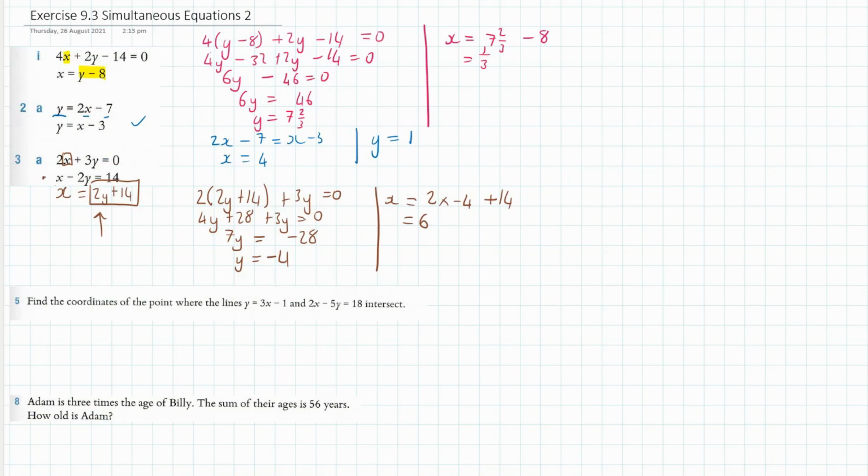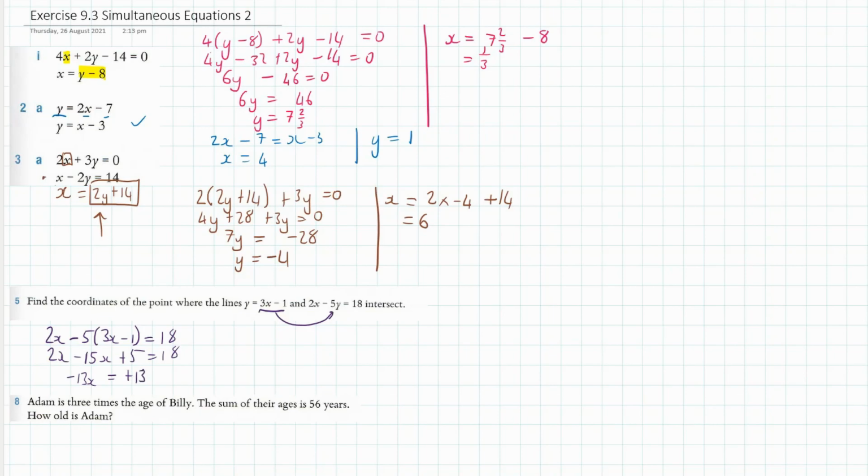Sometimes we have some word equations. So here's a word equation that we could do. The coordinates of the point lie on this line here and this line here. Okay, so you see that this is in terms of y. So what is y? It's 3x minus 1. So we're going to insert that into there. So 2x minus 5 times 3x minus 1 is equal to 18. So I should get 2x minus 15x plus 5 is equal to 18. So I get negative 13x, and then I bring that 5 across the other side, equals positive 13.